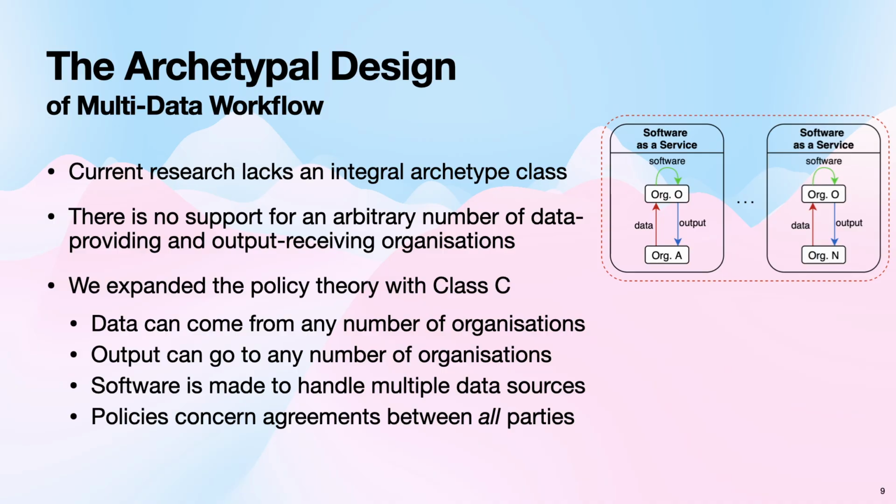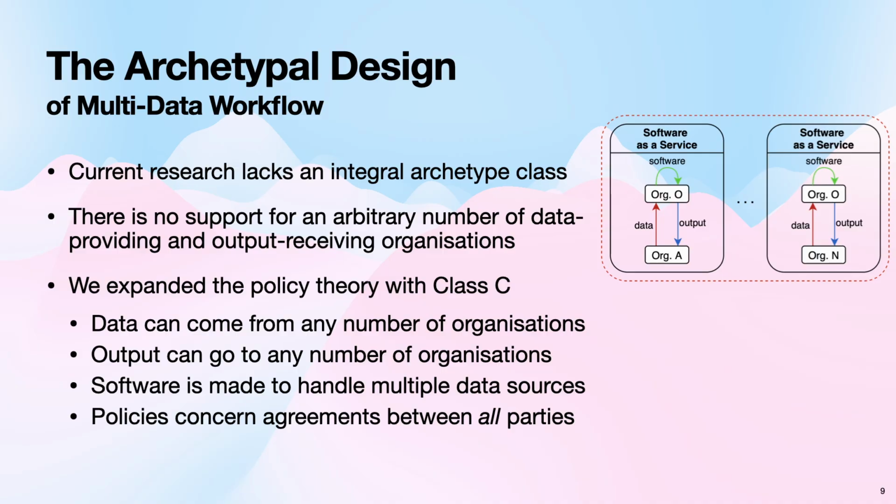This is why we have expanded policy theory with a third class, Class C. In this class, we broaden the scopes and define that data and output can come and go from any number of organizations. We redefine software to accept multiple sources of data and provide multiple sources of output. And we define that policies in Class C have to concern agreements between all parties. This must be the case.